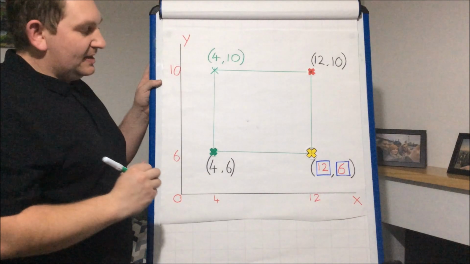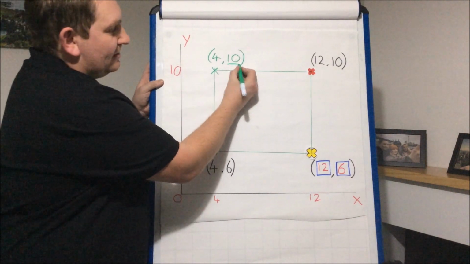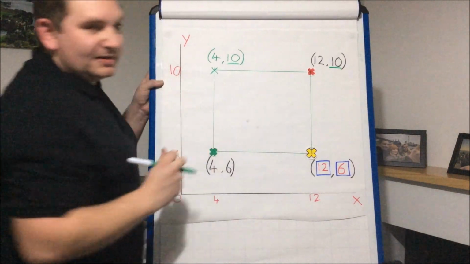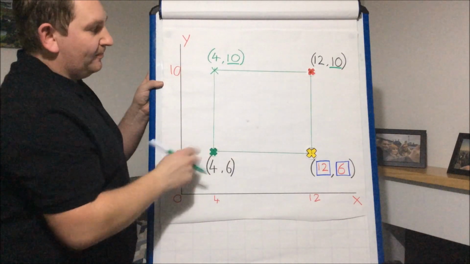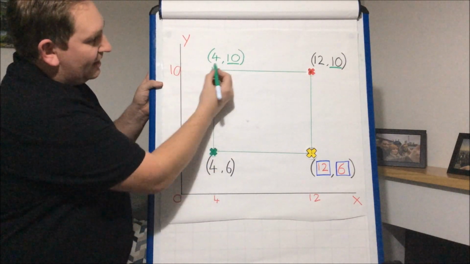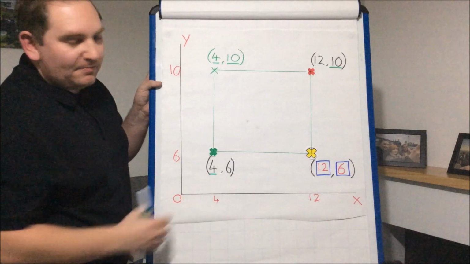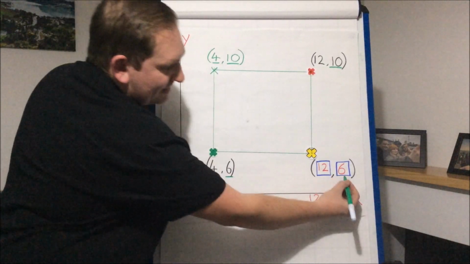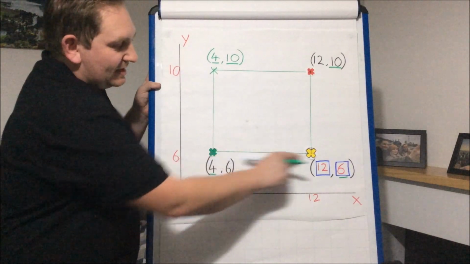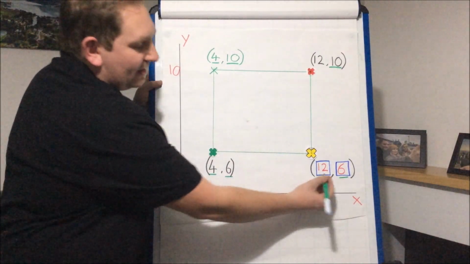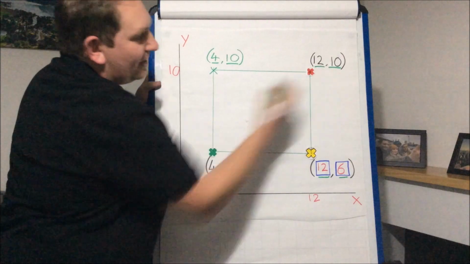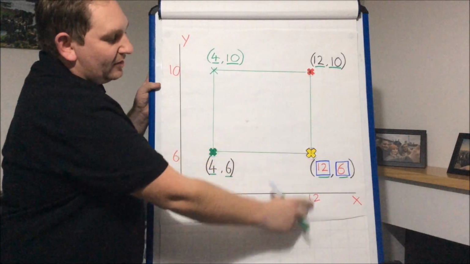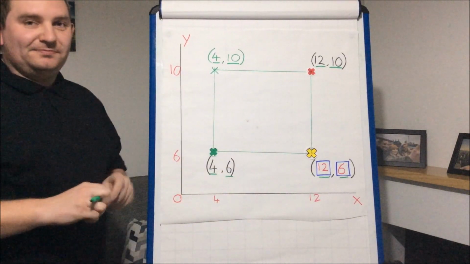And hopefully you should notice that the 10 and the 10 here are the same because they are on the same line. The 4 and the 4 here are the same because they are on the same line. The 6 and the 6 here are the same because these are on the same line. And then the 12 and the 12 here are the same because they are on the same line as well.